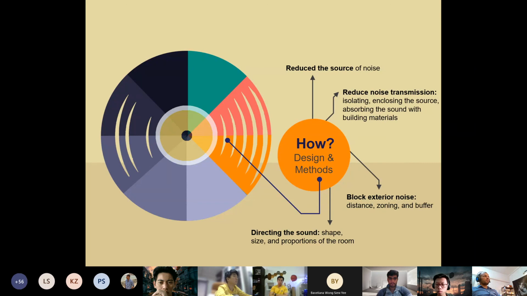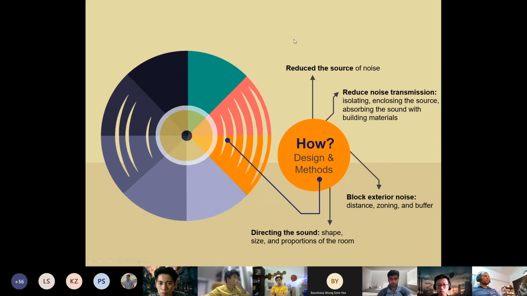Here is just an overall kind of strategy. When there is a noise, we can, for example, reduce the source of noise itself, if it is possible. Otherwise, reduce noise transmission, for example by isolating the building, using specific materials, maybe decreasing the size of windows facing the noise area, because window glazing generally is less performant than opaque materials like brick, etc.